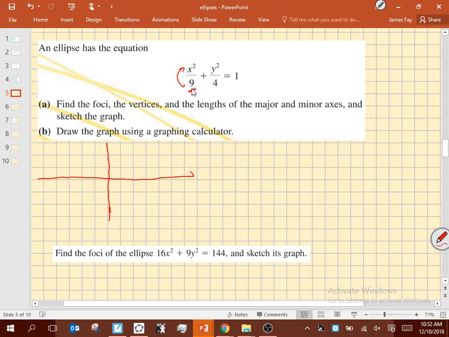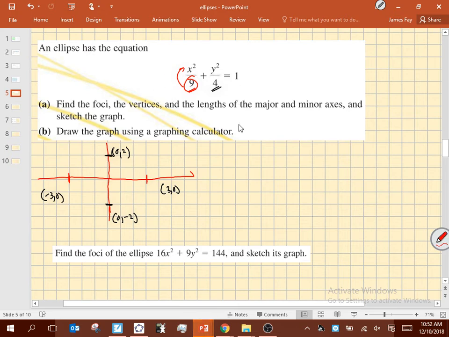So now for my major axis, I take the square root of that number, which gives me 3. So my major axis is going to have endpoints at 3 and negative 3. This number here, I take the square root of that, that's going to be my minor axis, so it's 2 and negative 2. So 3, 0, 0, 2, 0, negative 2, and this would be negative 3, 0.